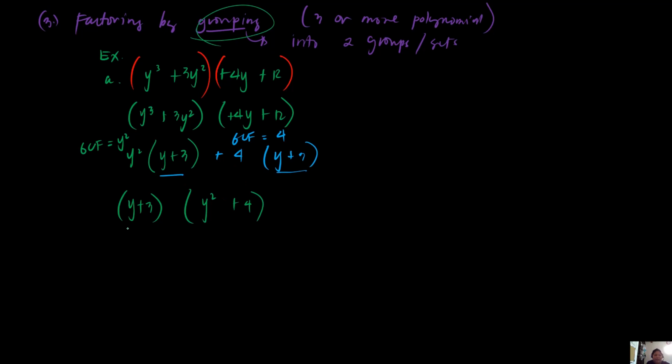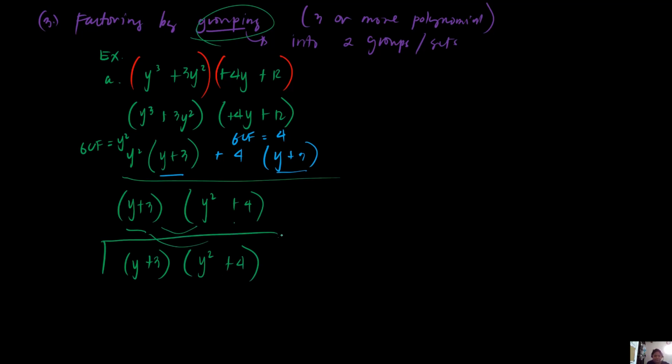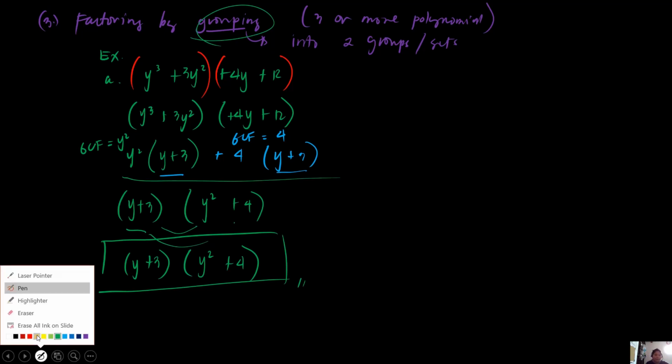Kapag dinistribute natin si y plus 3 dito sa loob, sa tag-isa, ito ang itsura. Walang malilito. Okay? So, therefore, the factors of y cubed plus 3y squared plus 4y plus 12 is the quantity of y plus 3 times the quantity of y squared plus 4. Now, how did we know if our answer is correct? Okay, do the FOIL method. Let's do the FOIL method, people.